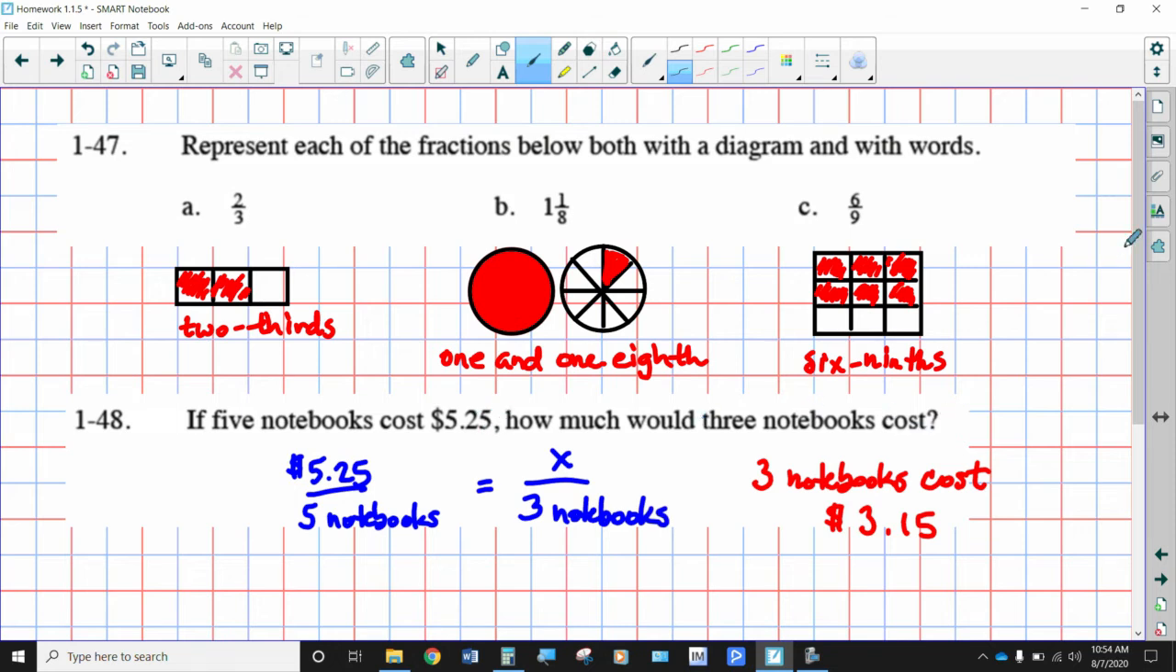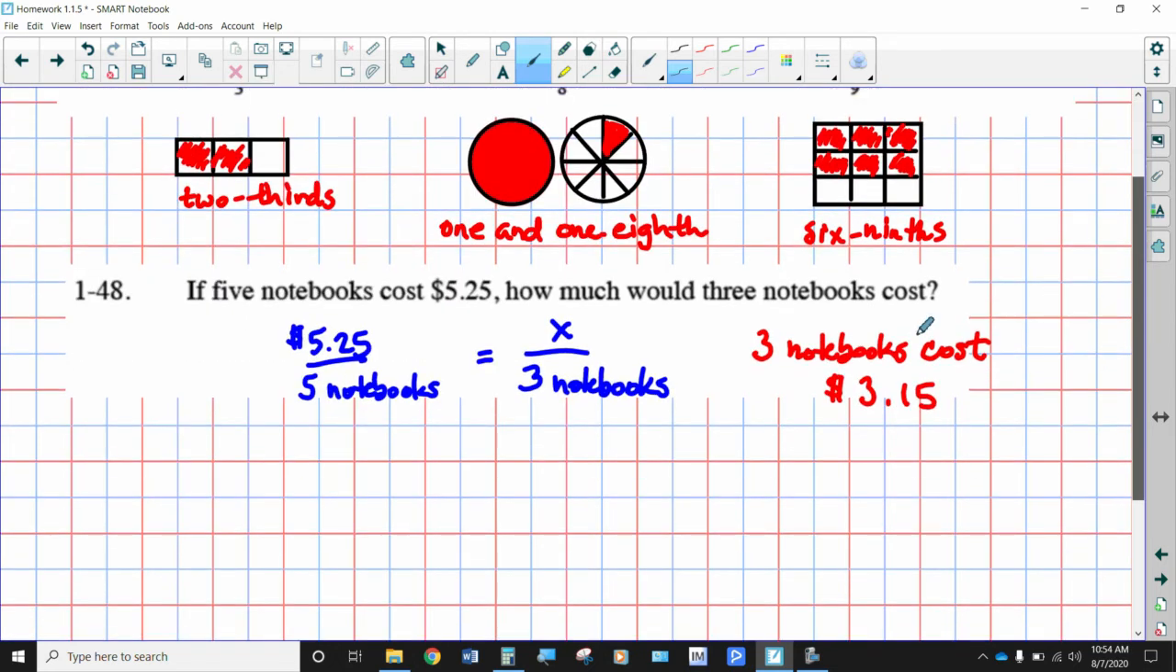5 notebooks cost $5.25. So how much would 3 notebooks cost? Okay, proportional reasoning. How do I know this is proportional reasoning? Because if you don't buy any notebooks, you're not going to spend any money, right? So 0, 0 applies. And you know that each one of these notebooks should have a constant unit rate.